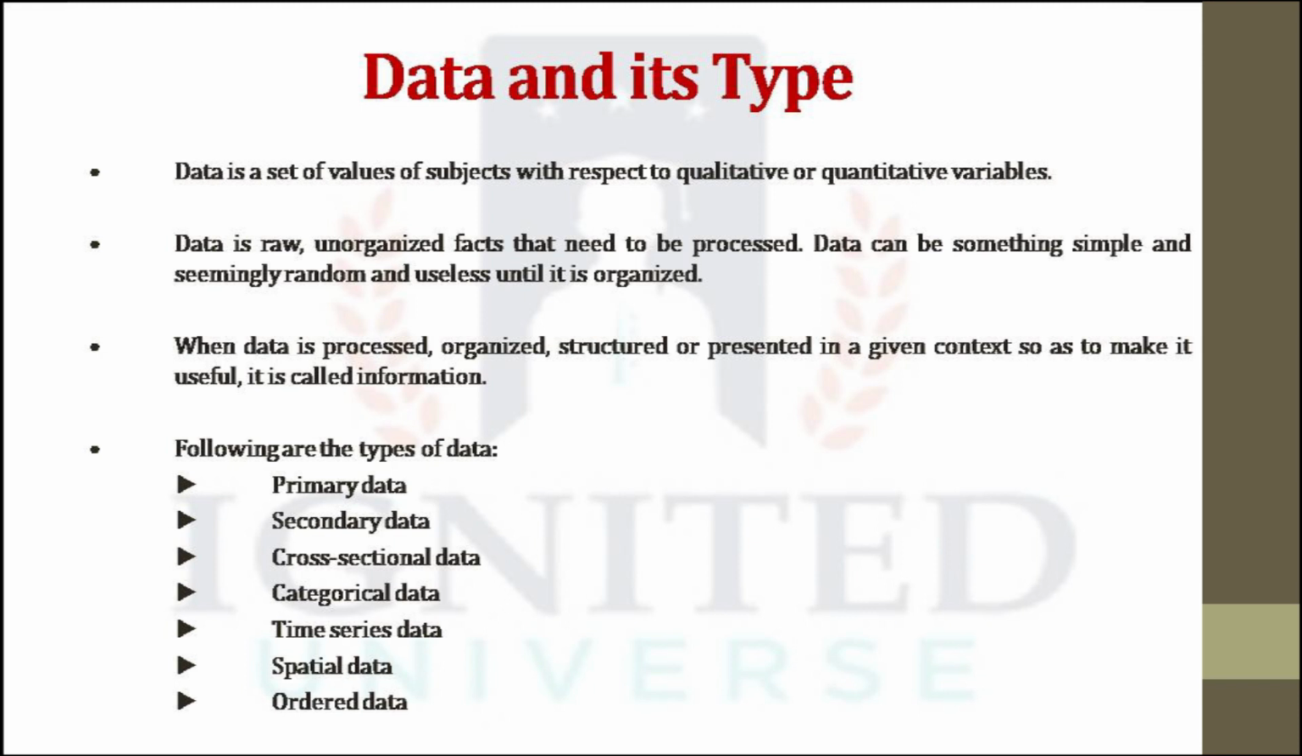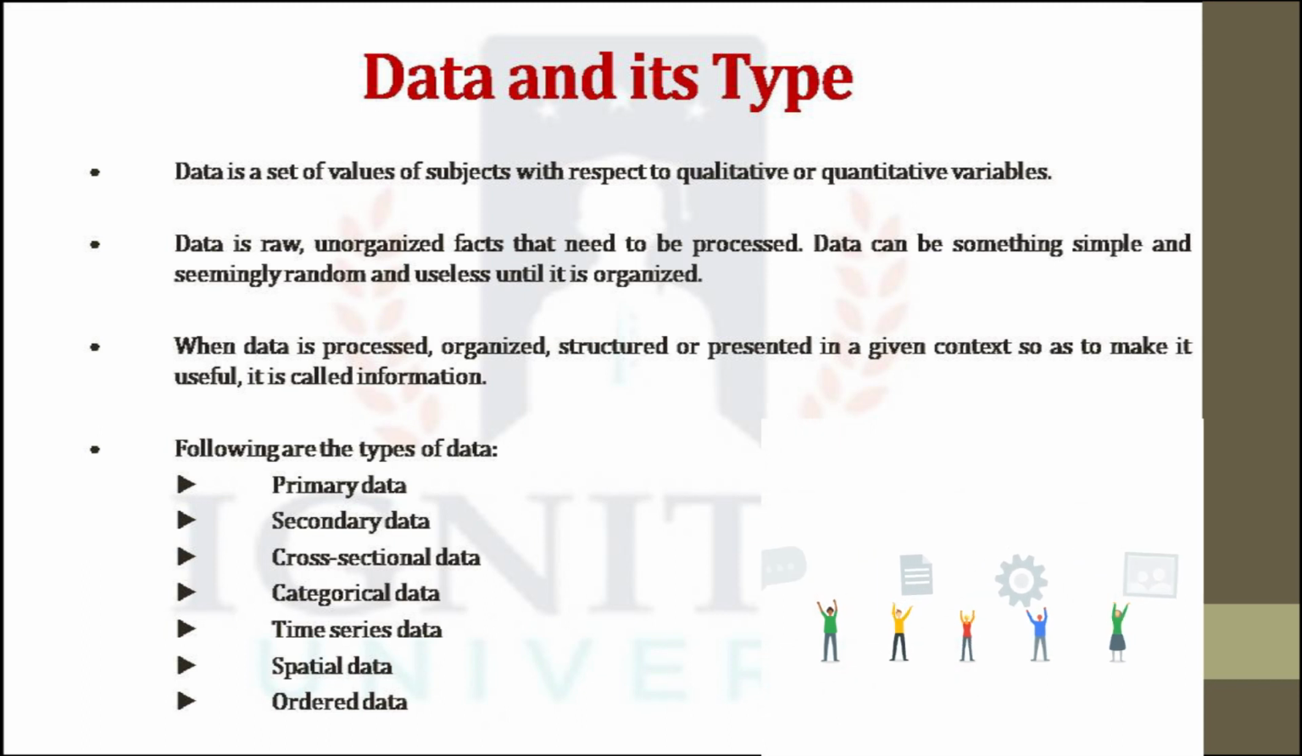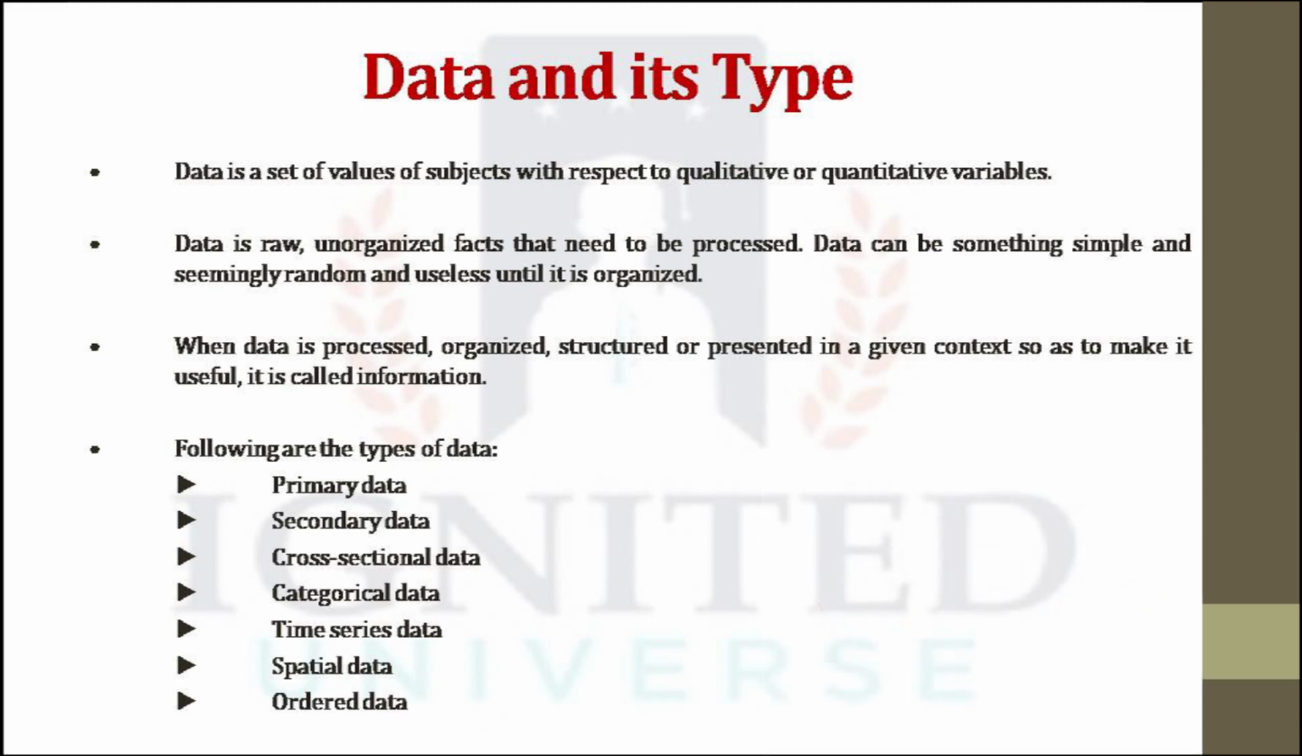So data is a set of values of subjects with respect to qualitative or quantitative variables. Data is raw, unorganized facts that need to be processed. Data can be something simple and seemingly random and useless until it is organized. So, when the data is processed, organized, structured, or presented in a given context so as to make it useful, then it becomes information.